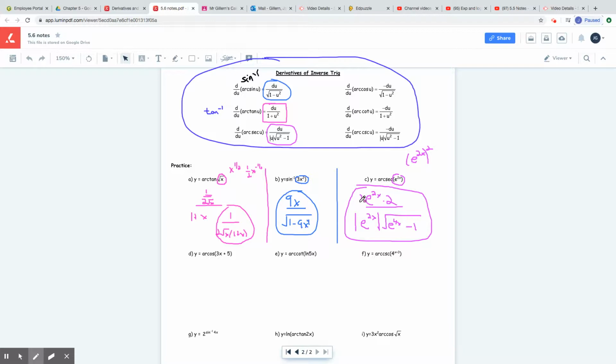Now, obviously, we can put the 2 here like that. Now, what I just noticed here, and if you left it like this, I'm probably not going to take off, to be honest with you. But you can notice that these e to the 2x's could cancel, actually just leaving us with 2 over the square root of e to the 4x minus 1. That's what you should write as your final answer.